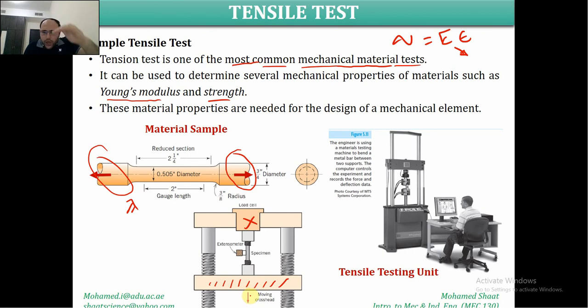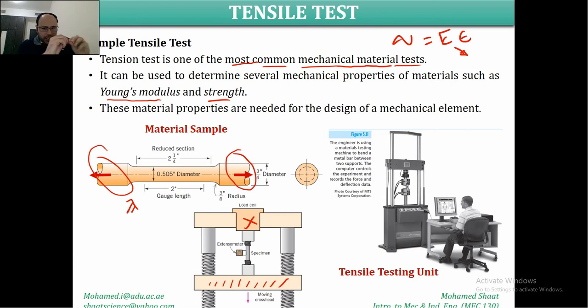So as this part of the machine moves down, the material will be stretched. And remember, there are two sensors here. One measures the force, how much force is generated within this material sample. Another one is the extensometer that measures the stretch, the elongation that is happening in this material sample because of the movement of this platform. Make sense? All of these data are collected.